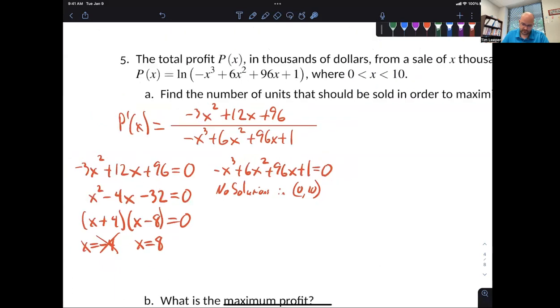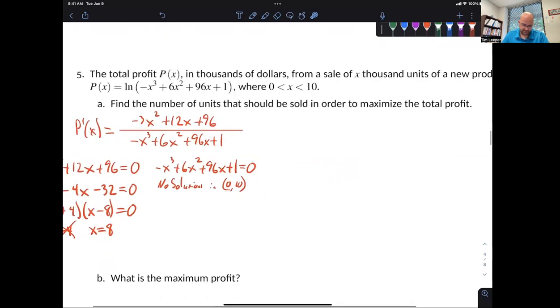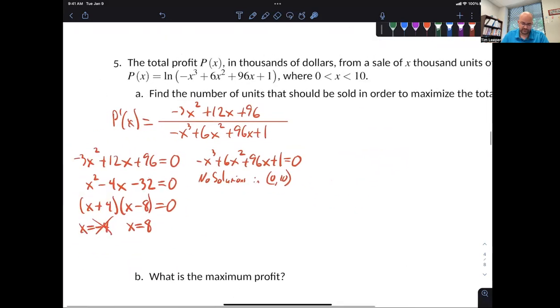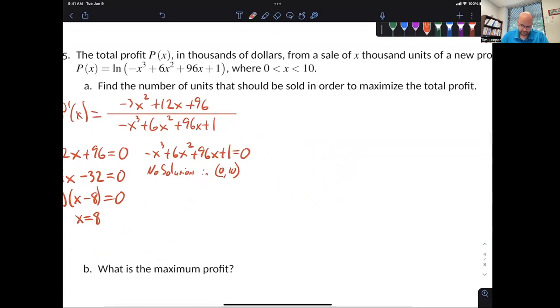Wonderful. So let's determine if x equals 8 is a maximum or a minimum, or neither. So we're going to start at 0 and then go all the way to the right to 10. So 0 to 10 here. And we have 8 in the middle. So we need test points. Let's say 1 and 9. And we're going to plug those into the derivative.